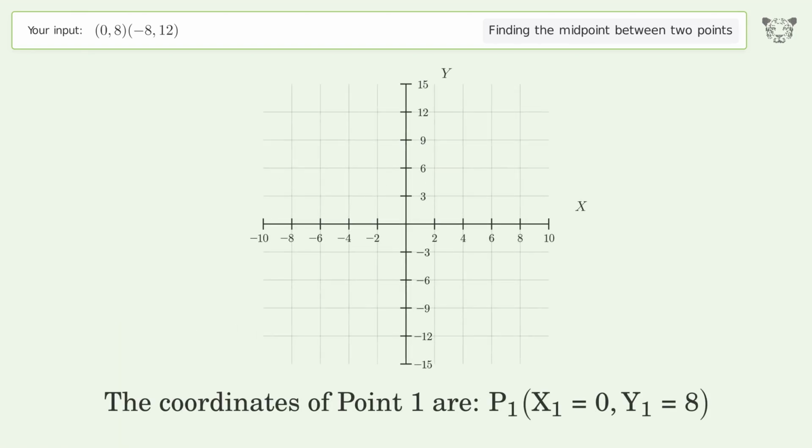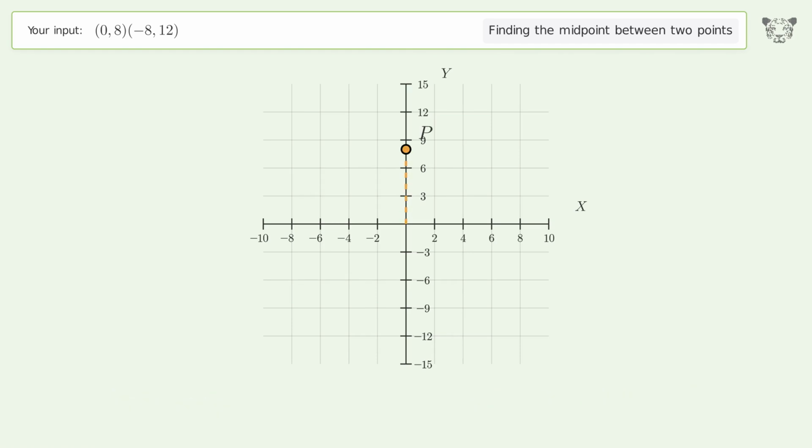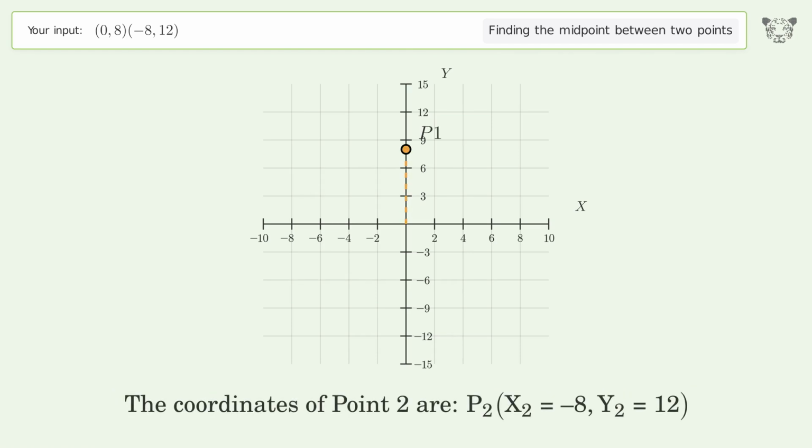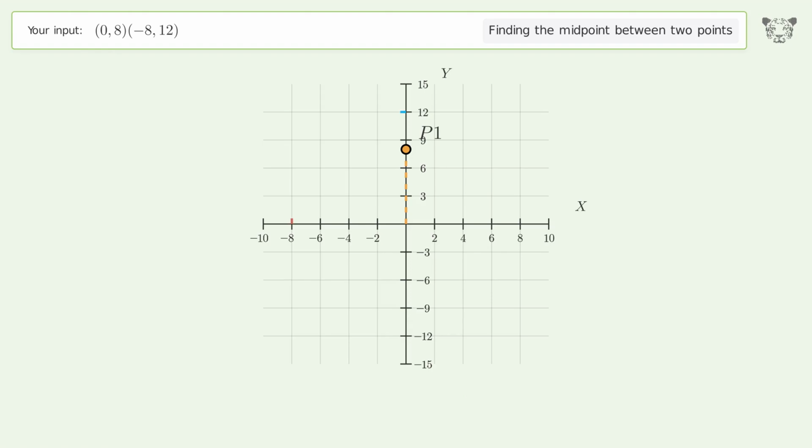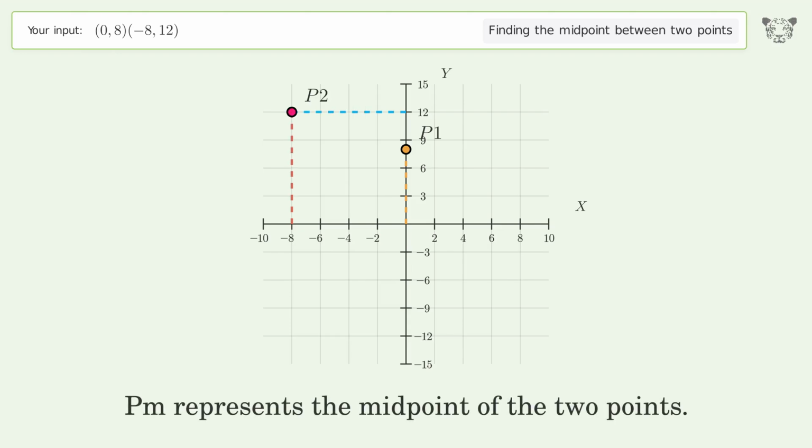The coordinates of point 1 are, x1 equals 0, y1 equals 8. The coordinates of point 2 are, x2 equals -8, y2 equals 12. PM represents the midpoint of the 2 points.